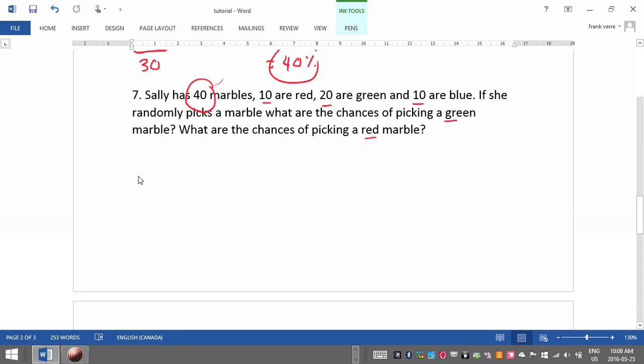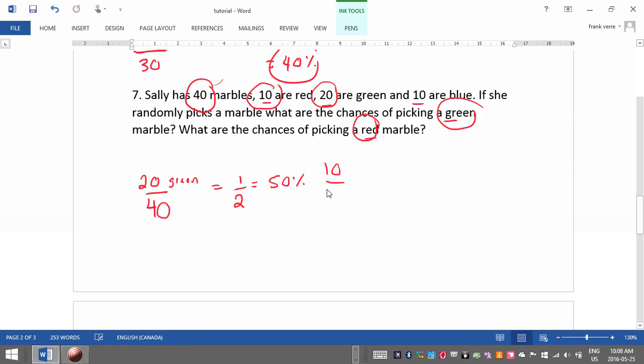Okay, so the total number of marbles is 40, so it's always out of the total. So what are the chances of getting green? Well, it says 20 are green. So 20 out of 40, well, 20 is exactly half of 40. Another way of saying half is 50%. Now, the red marble, there's 10 that are red.